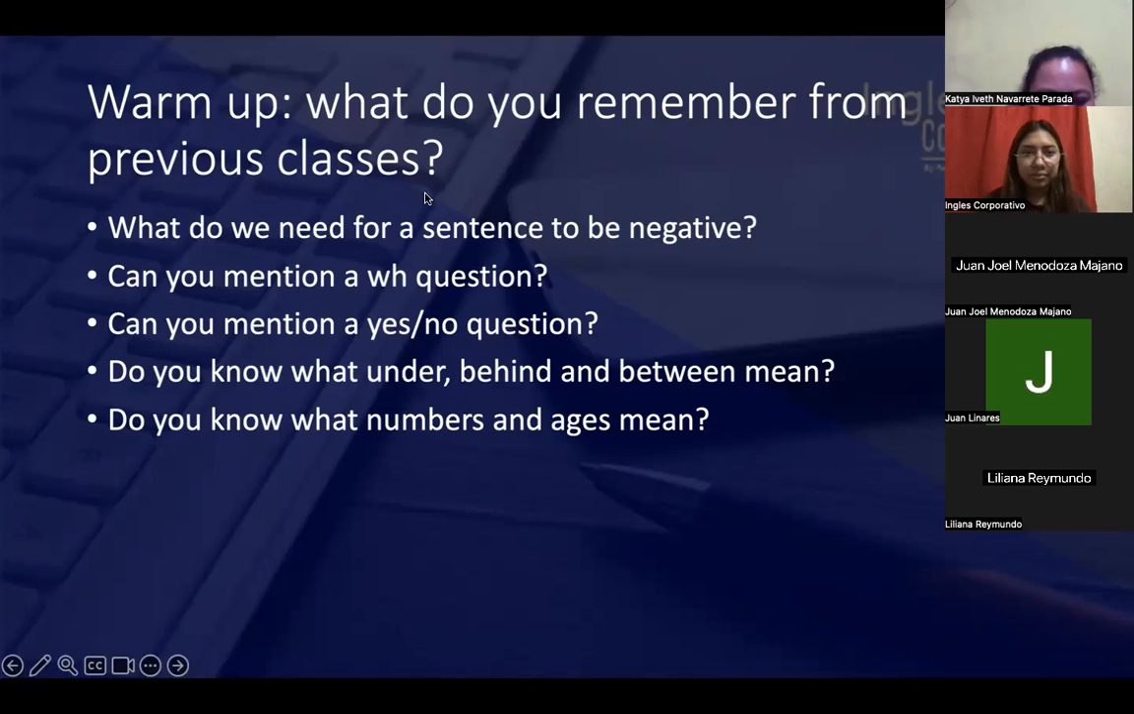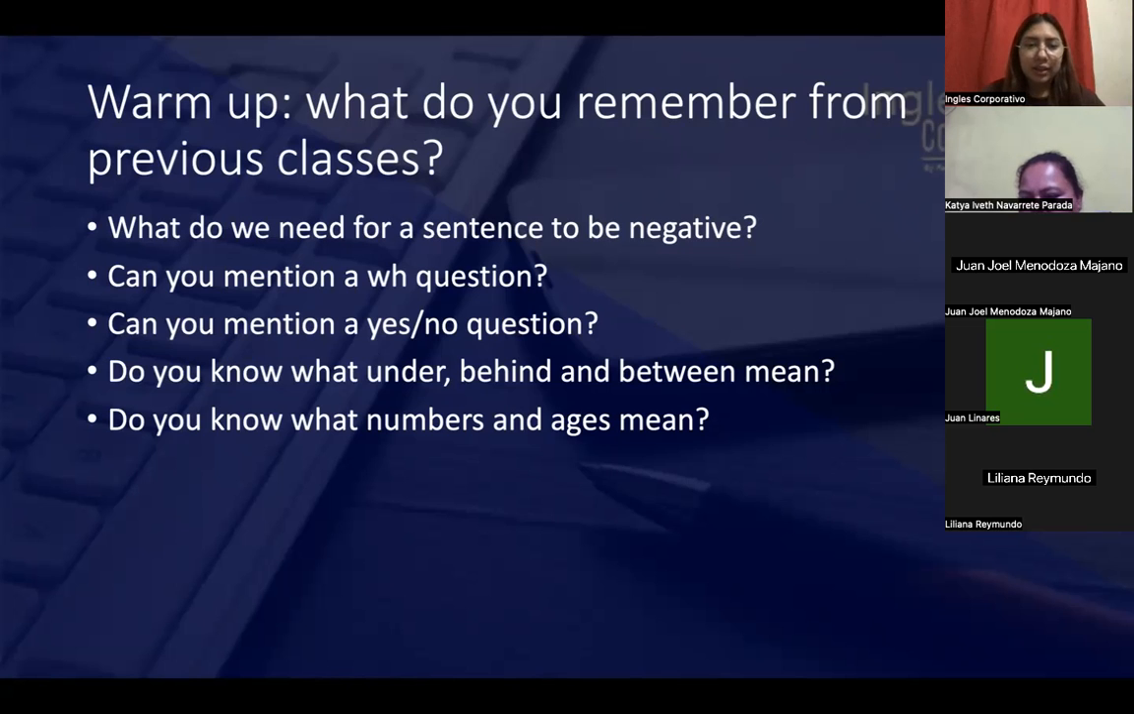Tenemos debajo. Okay, Katia, go ahead. I think that under, behind, and between mean is our preposition to place. Yeah, preposition. Yeah, awesome. Thank you. Así es. Ahí, ahora tenemos ya dos respuestas. Tenemos el significado de las palabras, right? Debajo, detrás y en medio. Y tenemos que esas son prepositions of place. Prepositions of place. Awesome. Thank you so much, guys.